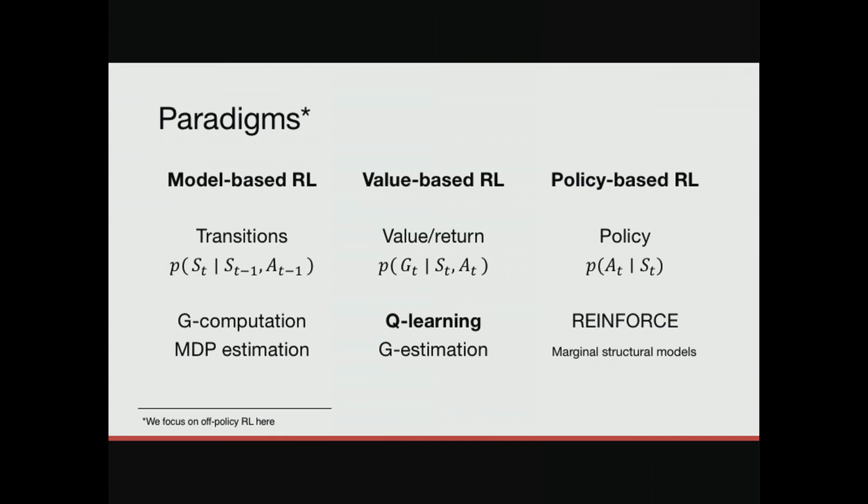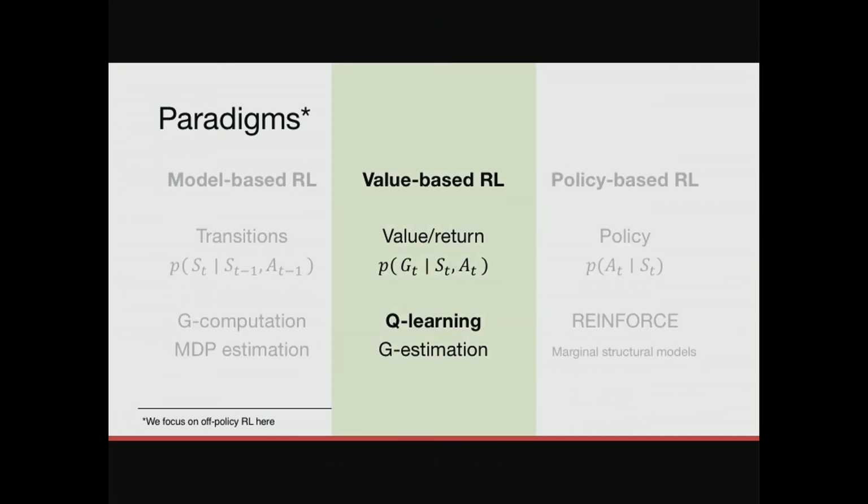Anyway, we're going to focus on value-based RL, and the very dominant instantiation of value-based RL is Q-Learning. I'm sure you've heard of it. It is what drove the success stories that I showed before, the Go and the StarCraft and everything. G-estimation is another example of this, which again comes from the statistics literature, but we'll focus on Q-Learning today.